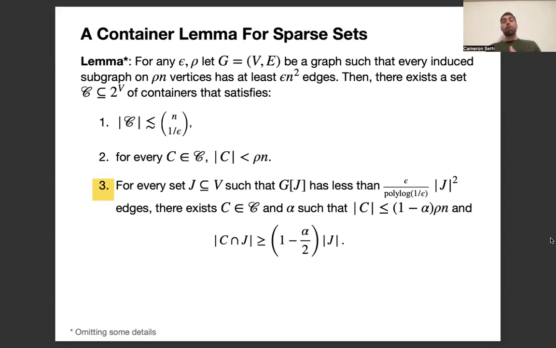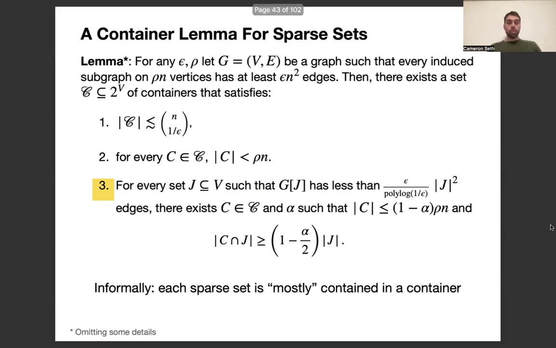the sparse set is mostly contained in the container. What I mean by that is that the intersection of this J and that container is relatively large compared to J. Informally, you can think of this as each sparse set is mostly contained in a container, whereas before we had that each independent set was fully contained in a container.